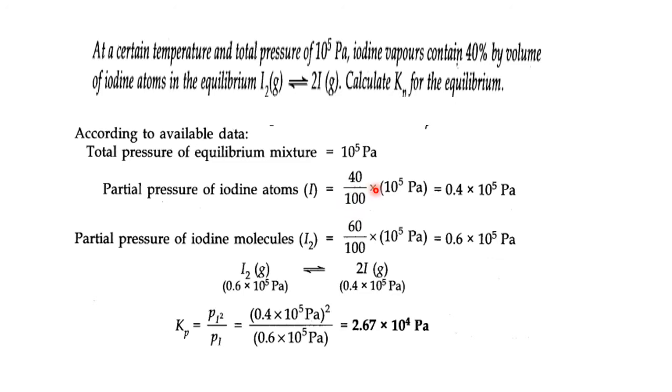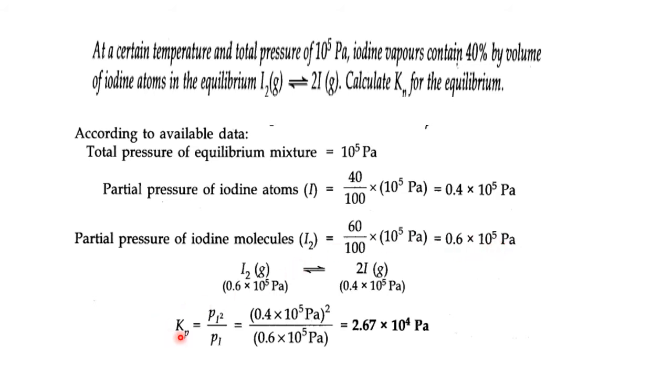So partial pressure equals mole fraction times total pressure, which gives you 0.4 into 10 to the power 5 Pascal. In the same way, let us calculate the partial pressure of iodine molecule. 60 by 100 total into 10 to the power 5 total pressure. That gives you 0.6 into 10 to the power 5 pascals.